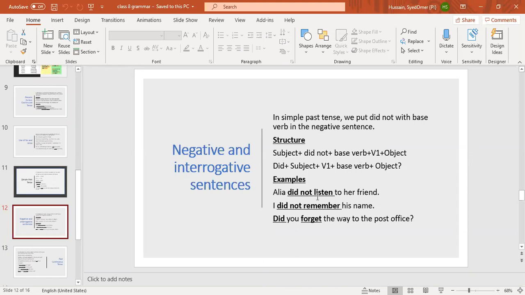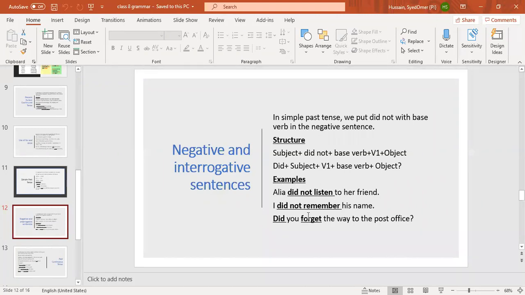Alia did not listen. Now, if I ask you a sentence, Alia listened to her friend. Listened. Change it into negative. Alia did not listen. ED will be cut. Alia did not, because did is already representing, okay, this is past tense. So we will not put ED with listened. Okay. Alia did not listen to her friend.